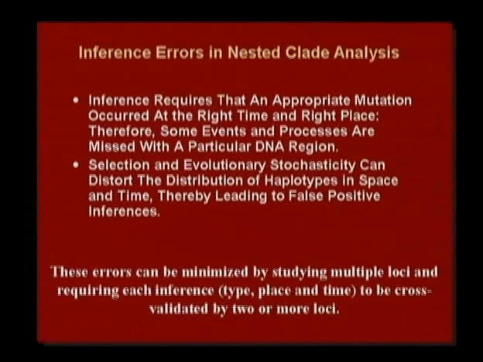Also, selection can be operating on a particular locus, and that can really change the geographical distributions. And we don't know a priori when we look at a given gene whether or not its spatial distributions have been modified by selection. So both selection and evolutionary stochasticity can lead to false positives. And I don't think you can ever really completely eliminate them because you can't eliminate these two sources.